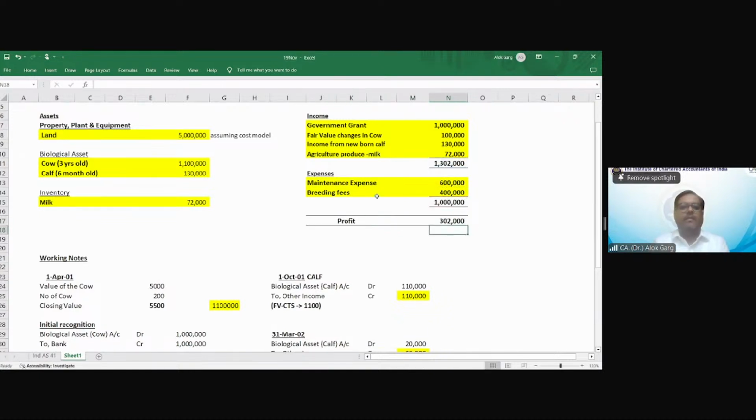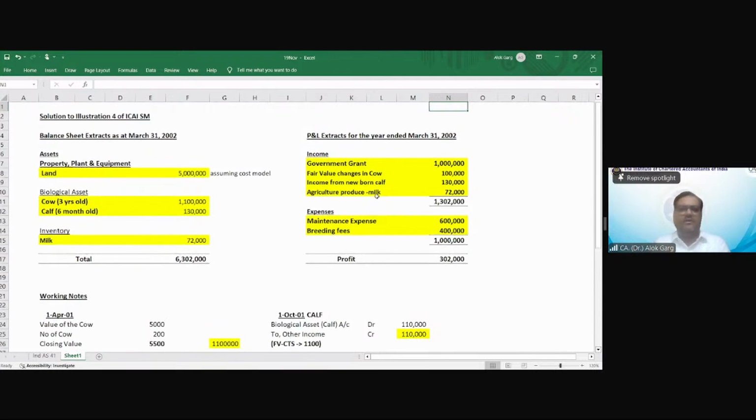Sir, can we call this net agricultural income? Are you talking about this profit? Yes, you can say that it is net agricultural income. But there is no such nomenclature in Ind AS 1 or Ind AS 41, or in Schedule 3. Just for the purpose of layman understanding you can call it out, but you cannot say so in practical life or in your examination.